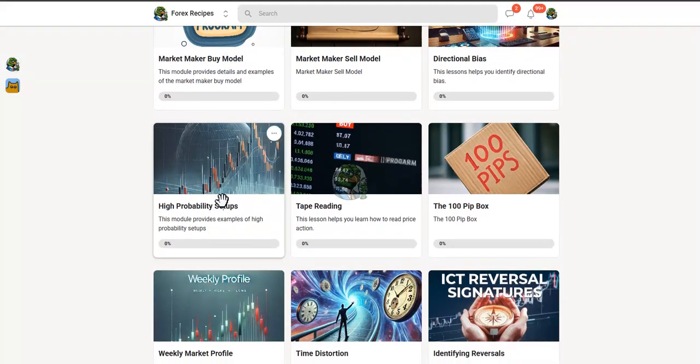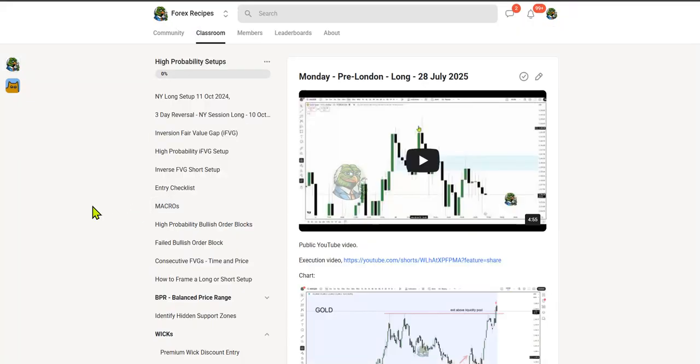Now, this is my favorite module, the high probability setups. This is where I've actually gone through and broken down exactly what you need to see to engage with price. Okay. All the different setups. These are high probability setups that I've mastered over my years of experience in the market.